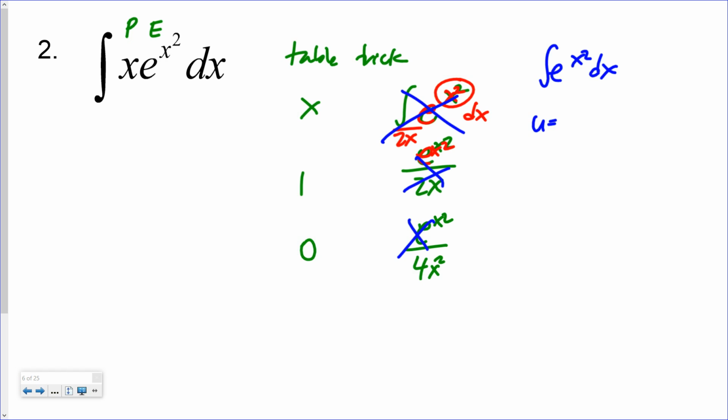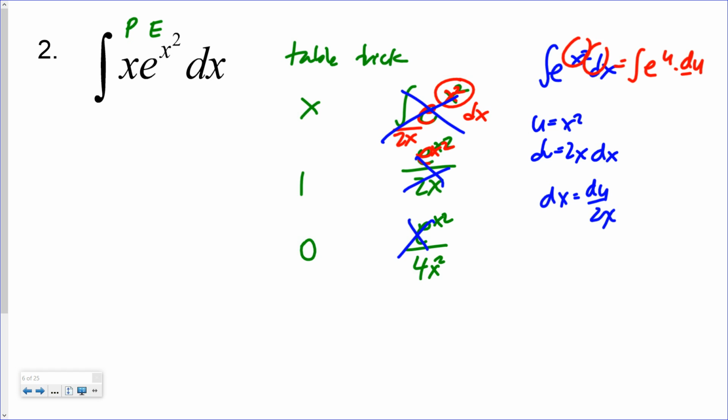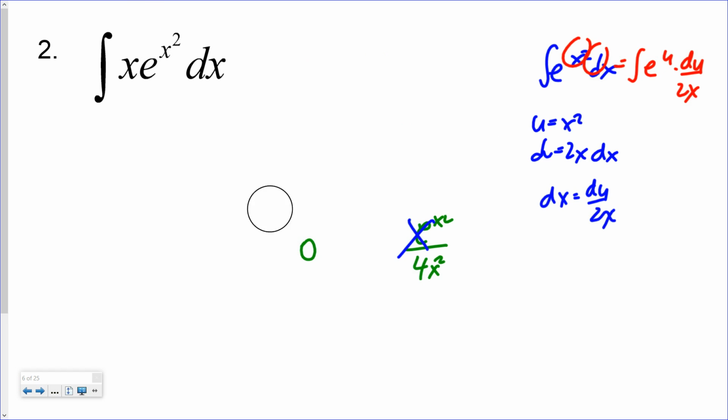Okay, I mean, I could try it here. u equals x squared, du equals 2x dx, so dx is going to be du over 2x. And when you substitute two things, you get e to the u times du over 2x. Do my x's cancel out? They do not. So you have to come back here and say, you know what, this is not a table trick problem. This is not an integration by parts problem. What type of problem is it?